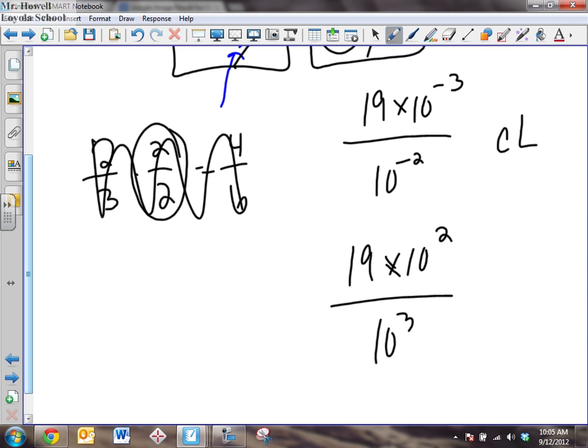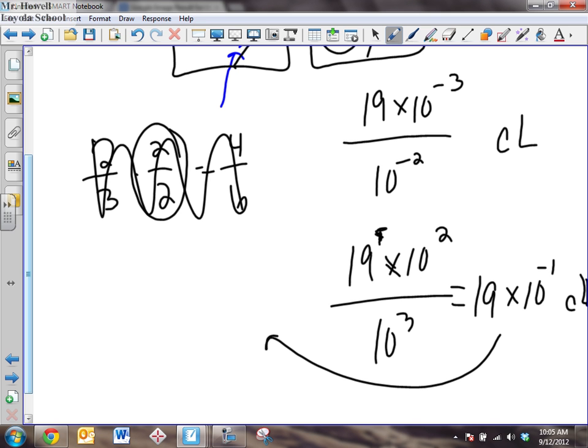No, the 19 stays. Why does the 19 stay, guys? Because its exponent is positive. What's its exponent? Isn't it really a 1? So the 19 has a positive exponent. Don't worry about it. Next, if I have two things with the same base and the exponents are different and I'm dividing, tell me what I'm going to do. Subtract them. So this is going to be 19 times 10 to the negative 1. Now, centiliters. And I want to write this in scientific notation.